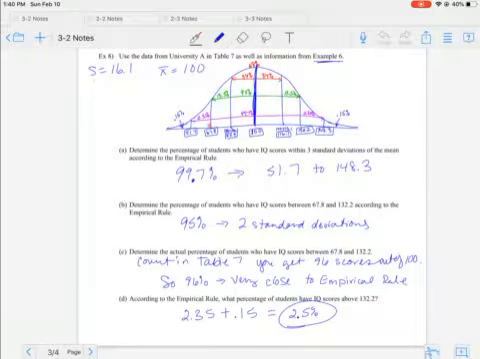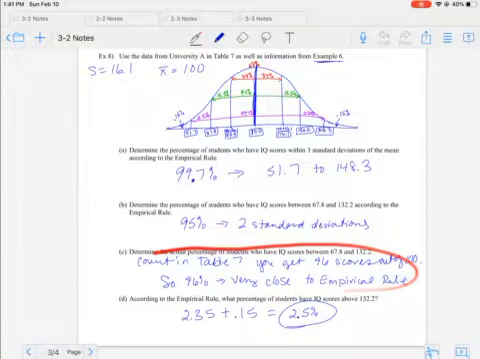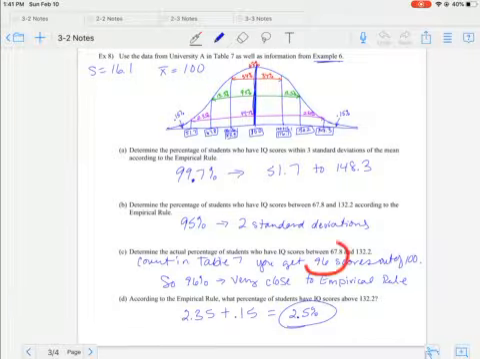Determined between 67.8 and 132.2, well, that is 2 standard deviations. So that's 95% of the data. To get part C, to figure out the actual amount, you have to go back to your data and literally count it up. When you literally count it up, you'll see that there are 96 of those scores.